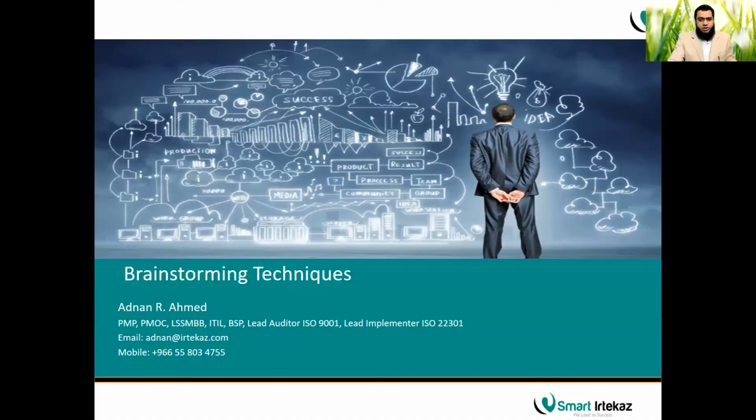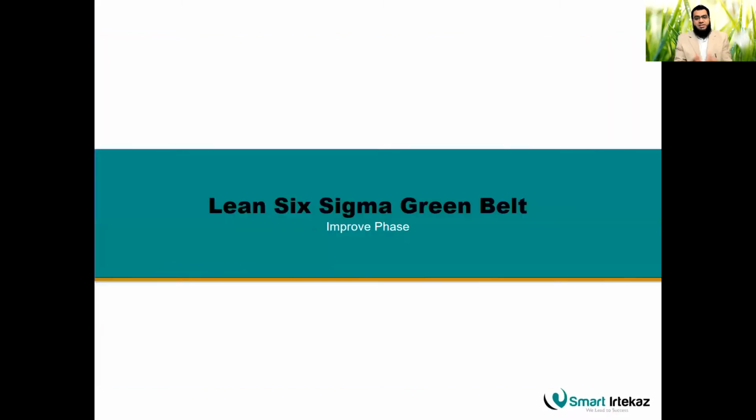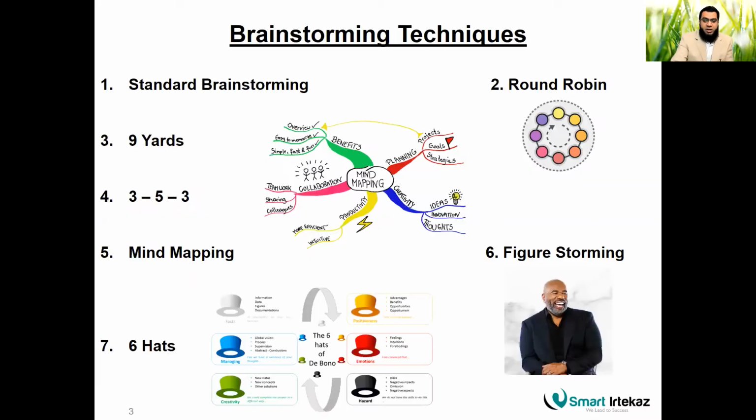Now, furthermore, let's look at different techniques of brainstorming. For us, of course, we are using that in terms of the Improve phase of the Lean Six Sigma project for the Green Belt and Black Belt projects. But of course, you can use these techniques anywhere in your organization, anywhere while you work in operations, in projects, and so forth. So let's talk about the first one, which is standard brainstorming.